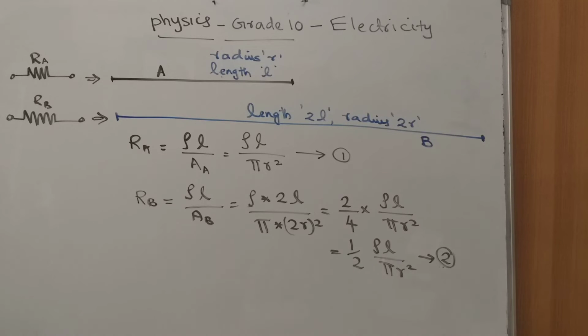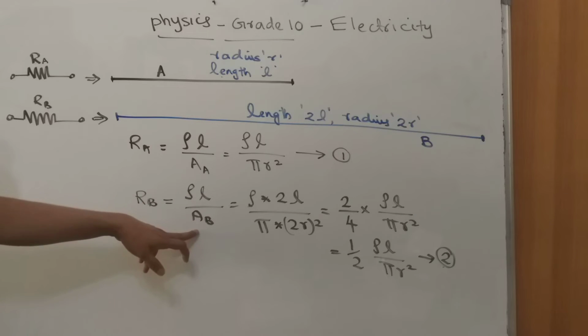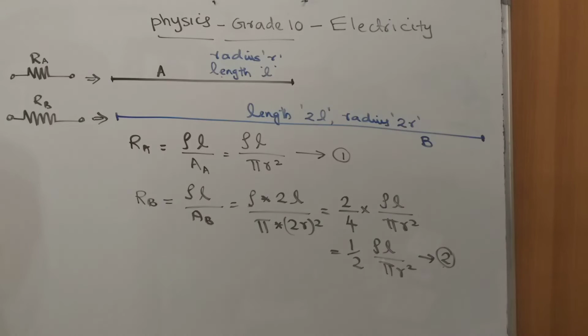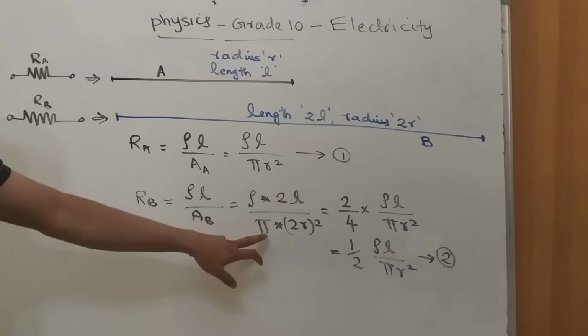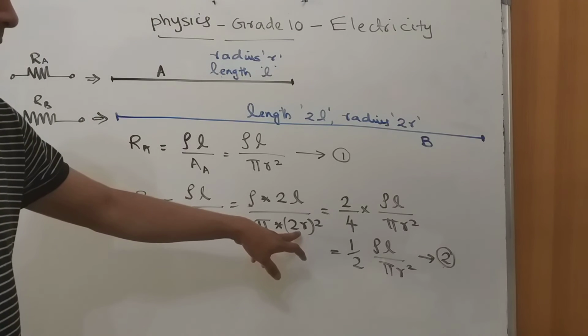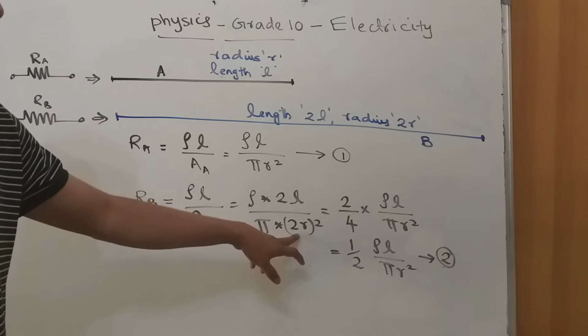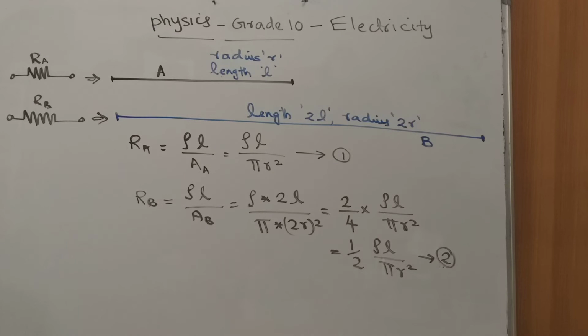In a similar manner, we can also find the value of RB. RB is equal to rho L divided by AB, where AB is the area of cross section of B. We know that the length is double, so rho into 2L divided by pi times area, where area is equal to pi r square. Here again the radius is 2r, so the radius is supposed to be 2r whole square in this case. If we simplify the relation, we will get half rho L divided by pi r square.